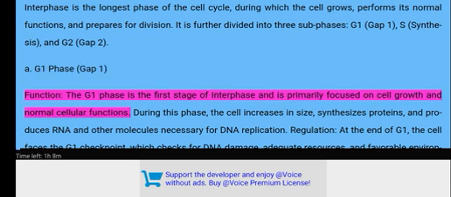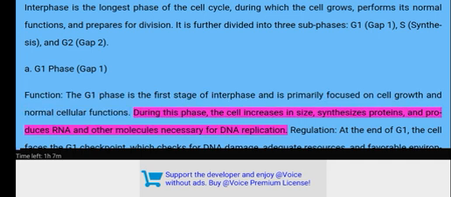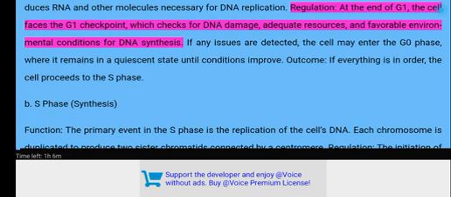Function. The G1 phase is the first stage of interphase and is primarily focused on cell growth and normal cellular functions. During this phase, the cell increases in size, synthesizes proteins, and produces RNA and other molecules necessary for DNA replication. Regulation. At the end of G1, the cell faces the G1 checkpoint, which checks for DNA damage, adequate resources, and favorable environmental conditions for DNA synthesis.